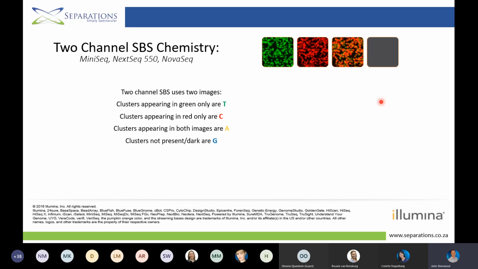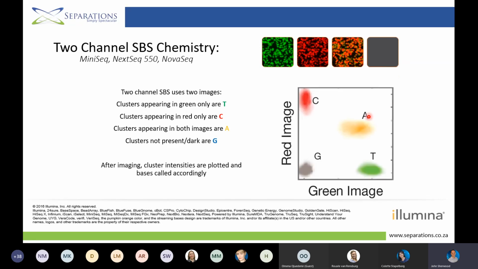So the way it works is the system will take 2 images. Clusters appearing only green will be registered as a T. Clusters appearing only red will register as a C. Clusters that appear in both red and green will be overlaid, and they will look yellow, and those will be the A's. And clusters that are dark in both will be registered as a G. These are then plotted accordingly, and that is how base calling is performed.